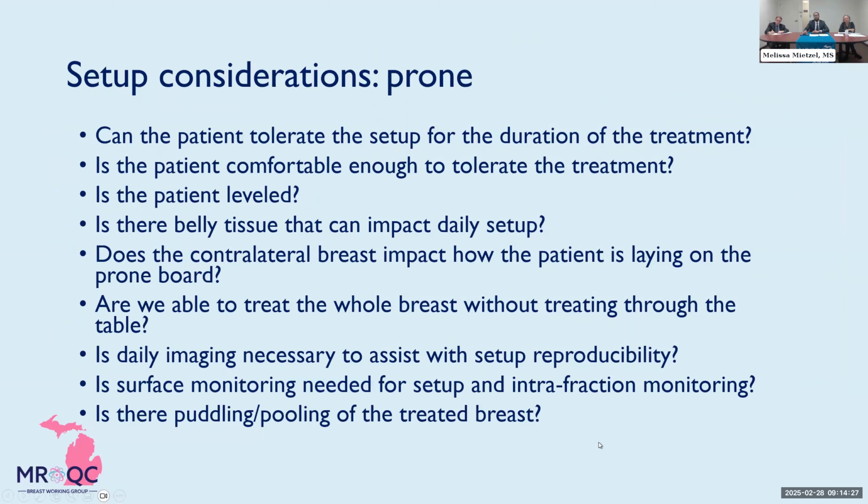So some questions that often come up either at simulation or during treatment planning are some of the following. Can the patient tolerate or be comfortable enough to tolerate the setup for the duration of the treatment? When it comes to the treatment setup, is the patient leveled? Is there belly tissue that can impact how the patient lays and therefore impact the daily setup?